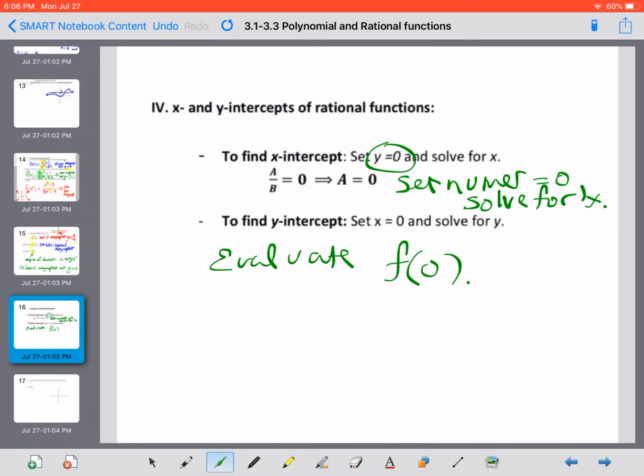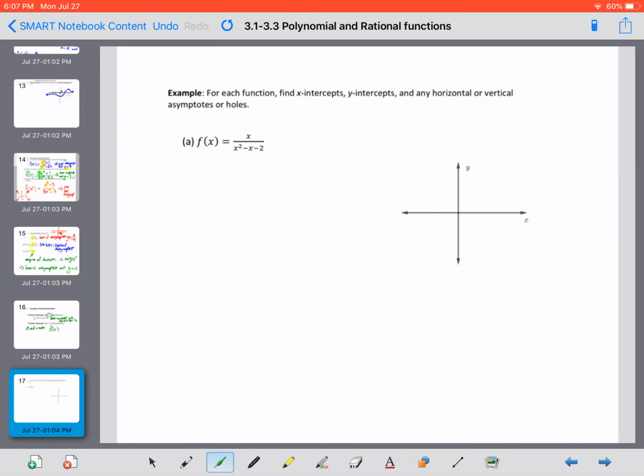So let's put all that together to try and get a sense of what a graph would look like. So we have this rational function x over x squared minus x minus 2. Now, I didn't say to find the domain, but it's useful to do that first, just so that you know later on whether something's an intercept or not. So the numerator is just plain x. The denominator I can factor as x minus 2 times x plus 1.